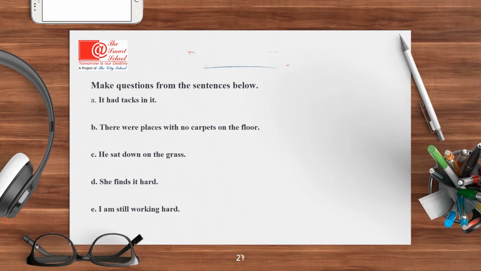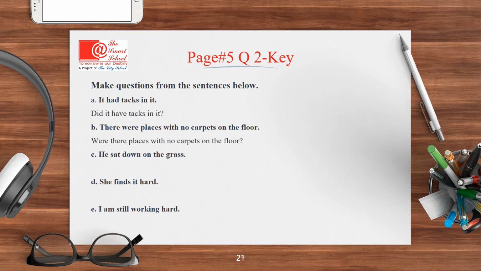Now, since you have completed question number 2 on page number 5, let's check whether our answers are correct or not. It had tacks in it. Did it have tacks in it? There were places with no carpets on the floor. Were there places with no carpets on the floor? He sat down on the grass. Did he sit down on the grass? She finds it hard. Does she find it hard? I am still working hard. Am I still working hard?